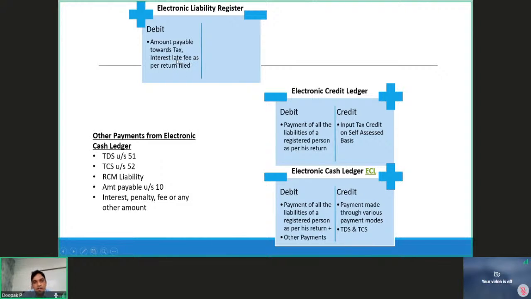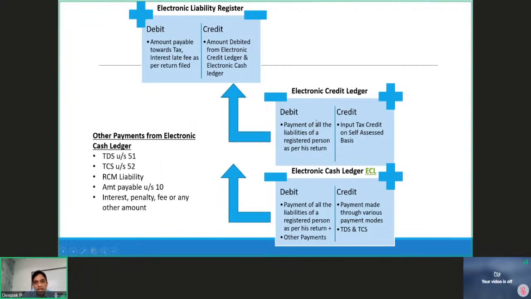How will this debit get offset? It will get offset from my electronic credit ledger and electronic cash ledger. The amount debited from them gets credited in my electronic liability register and it gets offset completely. That is how the mechanism works.